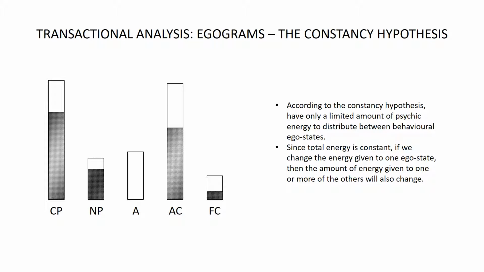The Constancy hypothesis holds that we only have a limited amount of psychic energy to use for our various behavioural ego states. Given that the total amount of this energy is constant, it follows that when we change the amount of energy we give to one ego state, the amount of energy given to one or more of the others will also change.